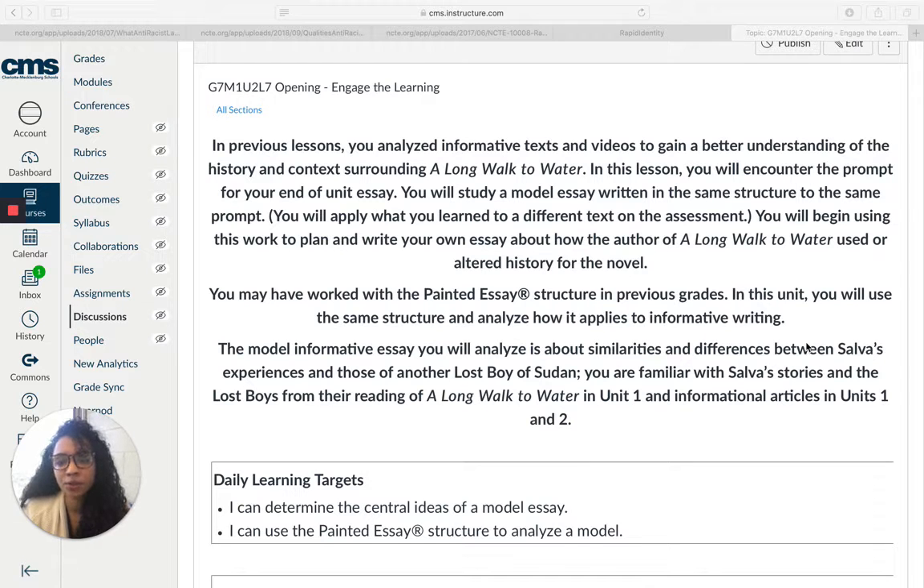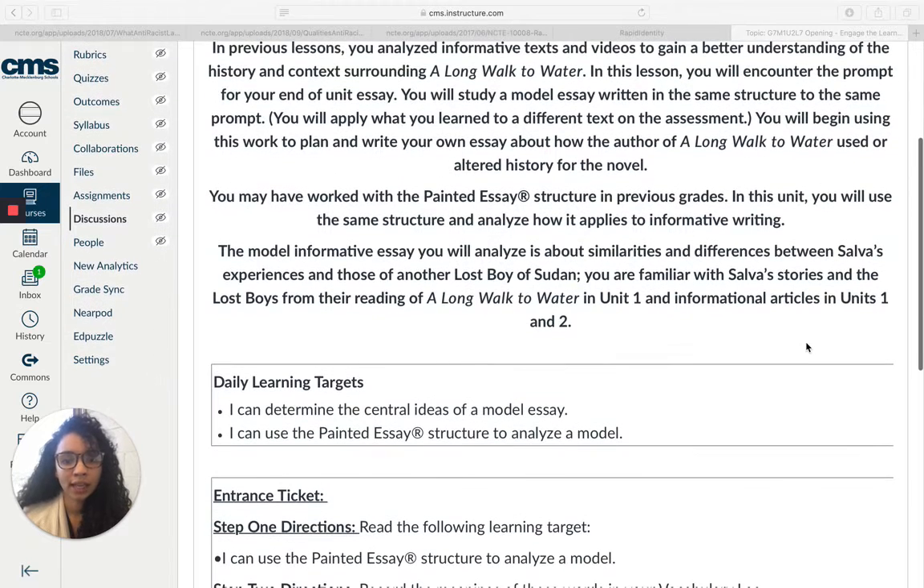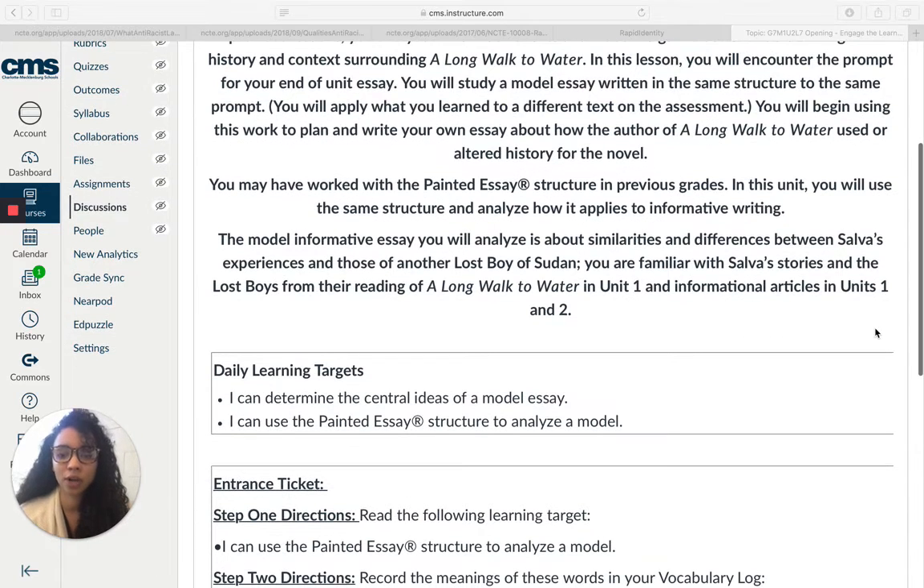You may have worked with the painted essay structure in previous grades. In this unit, you will use the same structure and analyze how it applies to informative writing. The model informative essay you will analyze is about similarities and differences between Salva's experience and those of another lost boy of Sudan. You are familiar with Salva's stories and the lost boys from your reading of A Long Walk to Water and in Unit 1 and in informational articles in Units 1 and 2.